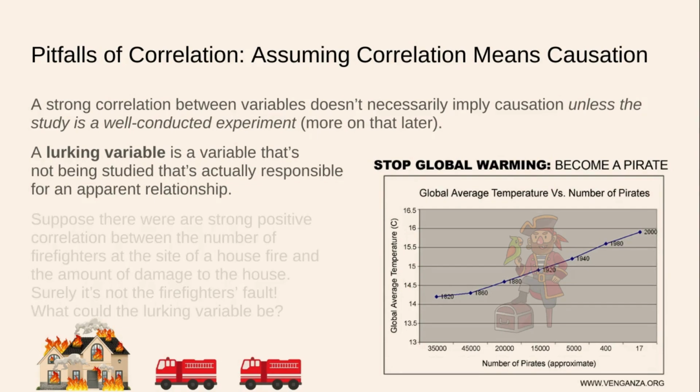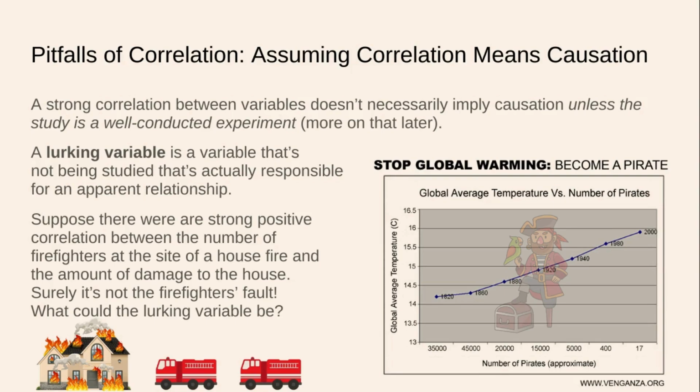This is an example that I like. This is from the textbook. Suppose there were a strong positive correlation between the number of firefighters at the site of a house fire and the amount of damage at the house. Surely it's not the firefighter's fault. Well, duh. What could the lurking variable be? Well, we don't want to assume as the number of firefighters increase, they're causing the damage. That's kind of ridiculous. What's the lurking variable?